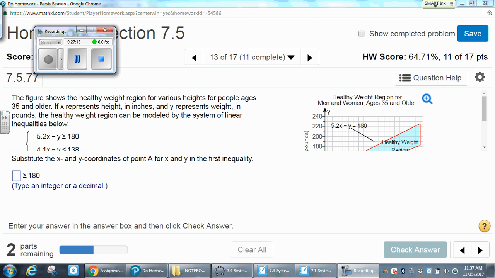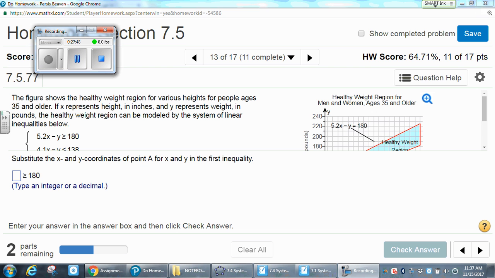For question 13, we are given a graph and a statement, and then we have to answer a question. The figure shows the healthy weight region for various heights for people ages 35 and older. So I barely make it across this. Barely. If X represents height, this graph doesn't apply to you, ladies. X represents height in inches, and Y represents weight in pounds.